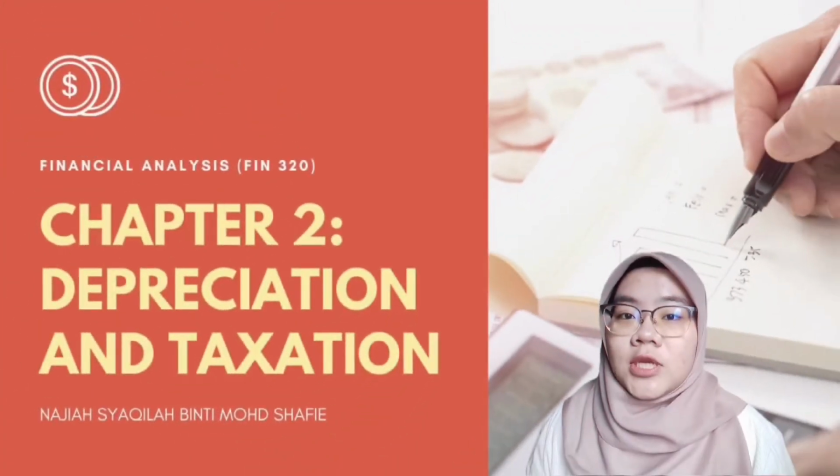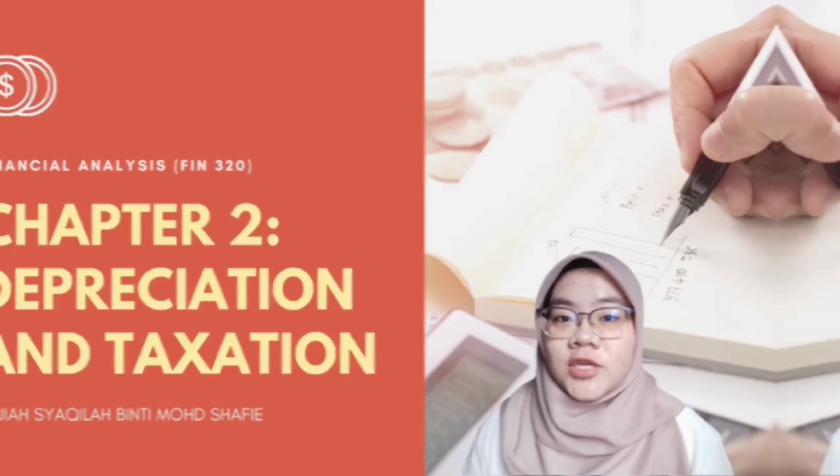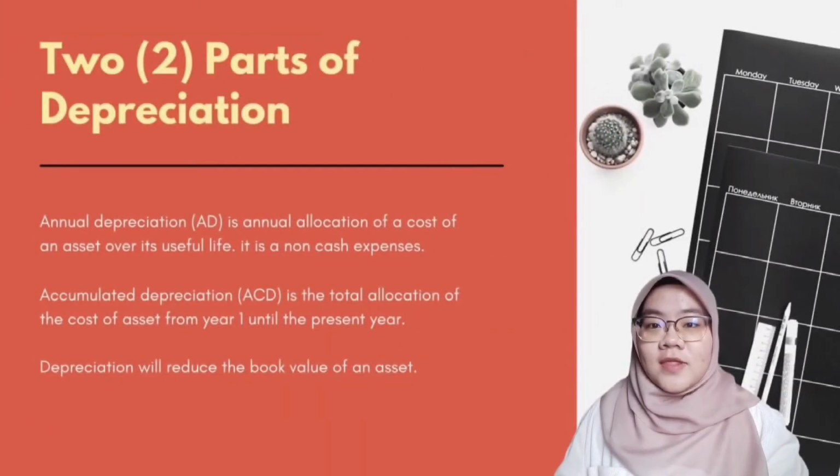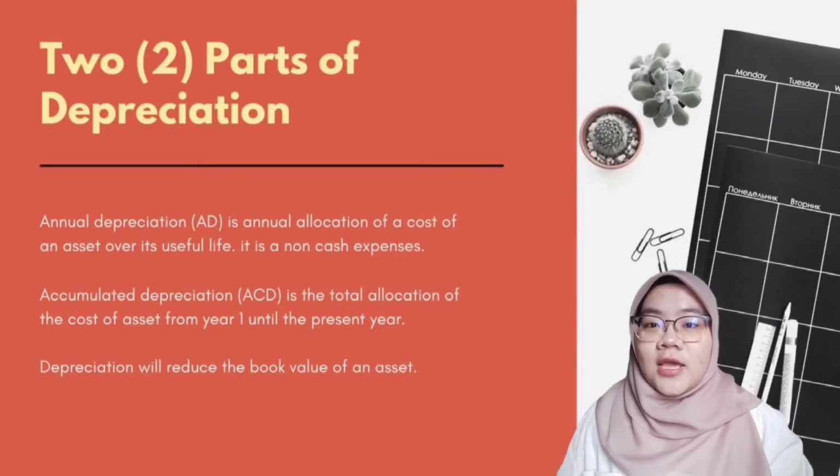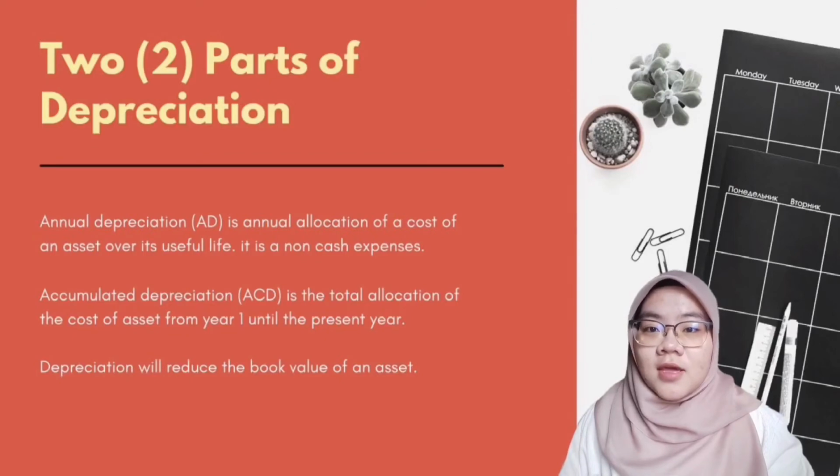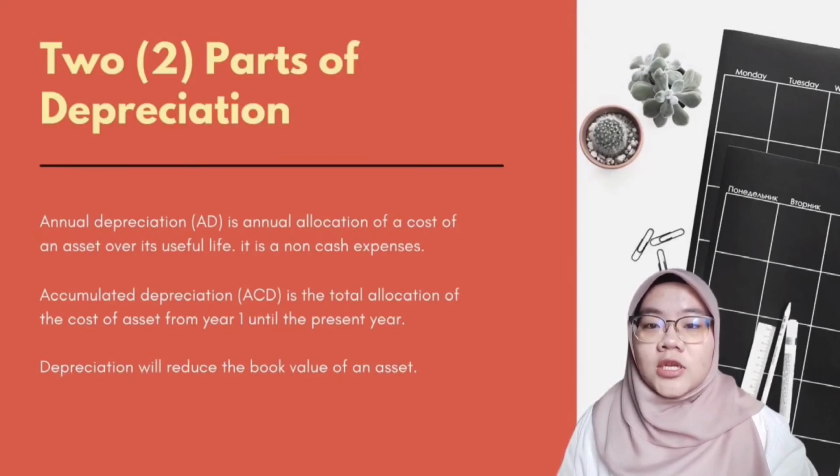I will explain about chapter 2, depreciation and taxation. Depreciation has two parts. Firstly, annual depreciation or AD is the annual allocation of the cost of an asset over its useful life. It is a non-cash expense. Secondly, accumulated depreciation or ACD is the total allocation of the cost of the asset from year 1 until the present year. Depreciation will reduce the book value of an asset.